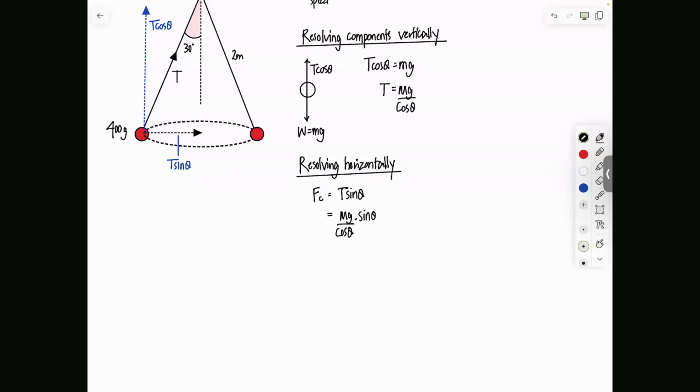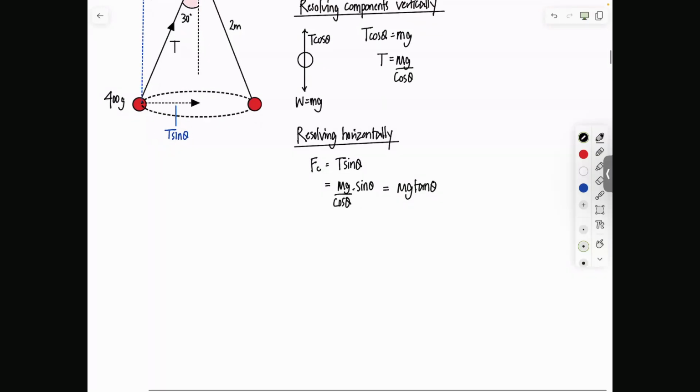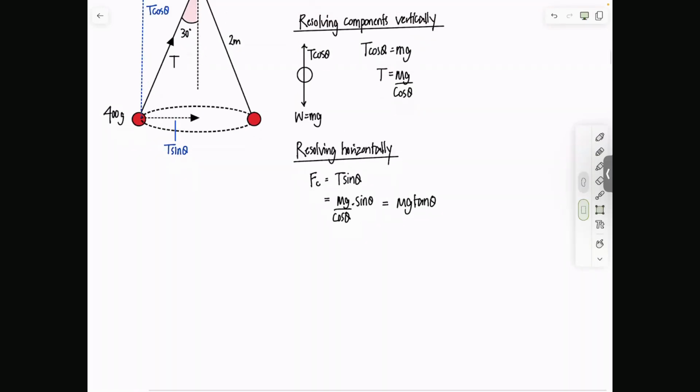Can you tell me what is sin theta by cos theta? Tan theta, right? So eventually you get this mg tan theta. And you'll find this relationship show up many times in your syllabus. So your centripetal force here is equal to mg tan theta. Okay, so that's the equation for my centripetal force. Fc equals mg tan theta. Now we're going to use this to find our answer.